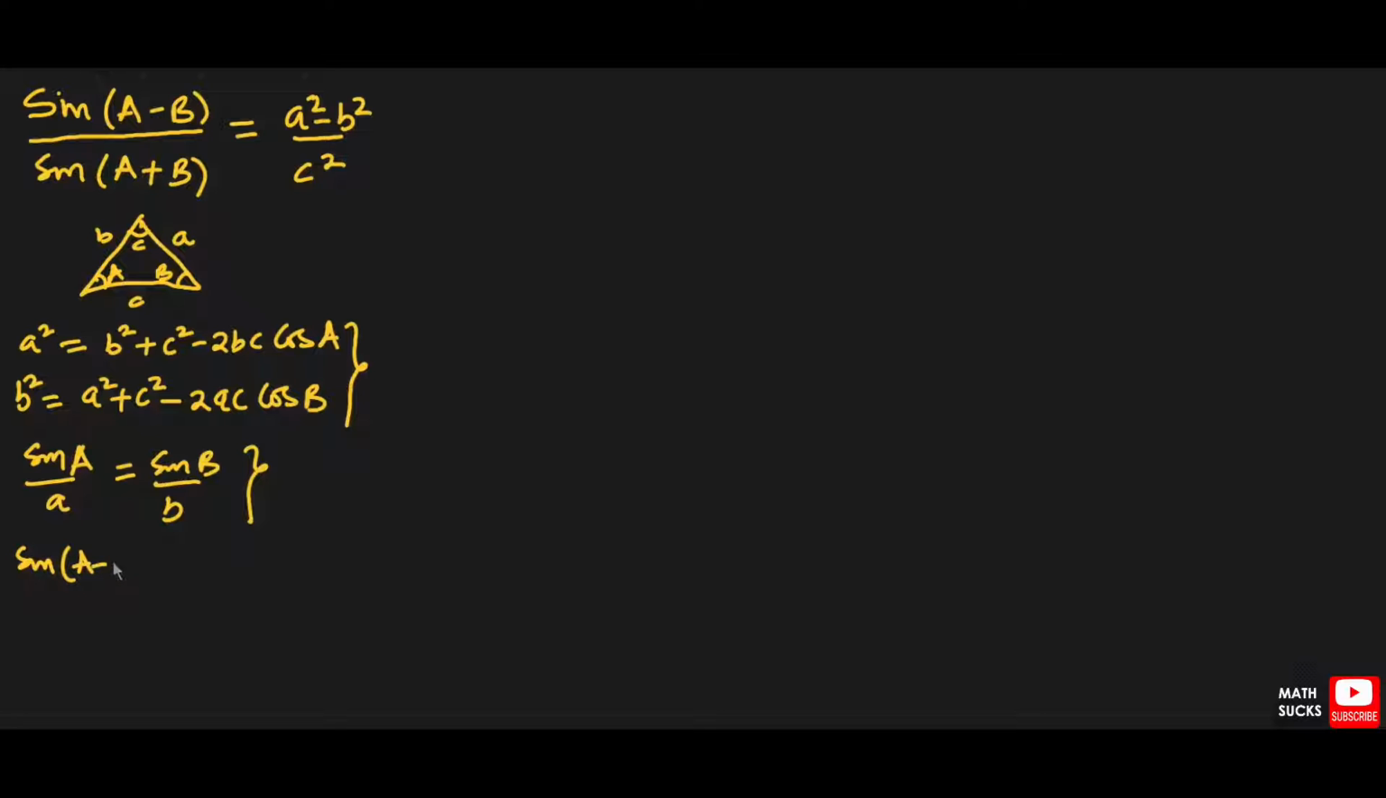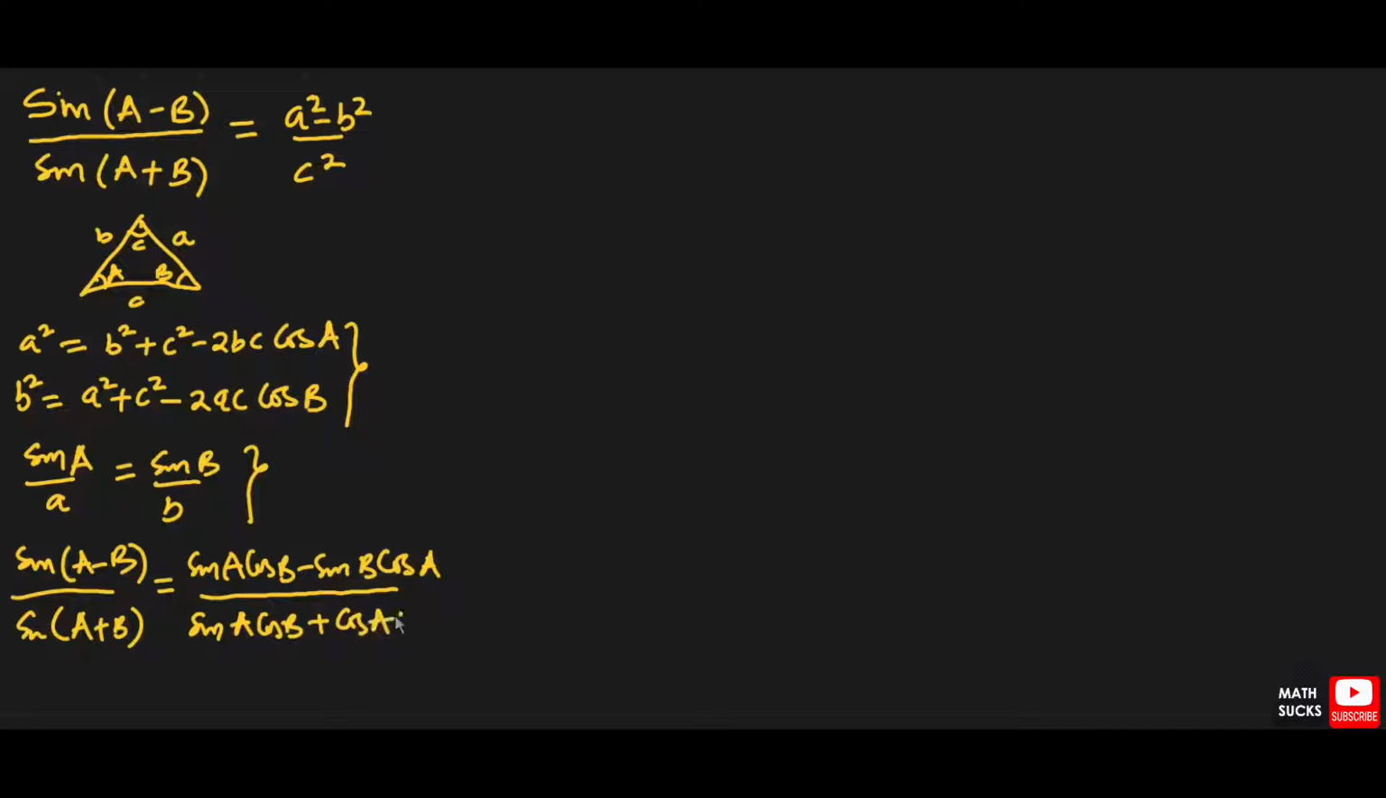sine of (A minus B) over sine of (A plus B). We are going to expand this, and this is going to give us sine A cosine B minus sine B cosine A, or cosine A sine B, whatever comes first, it's a product, and then over sine A cosine B plus cosine A sine B. So this is what we have if we apply the compound angle formula for the sine.